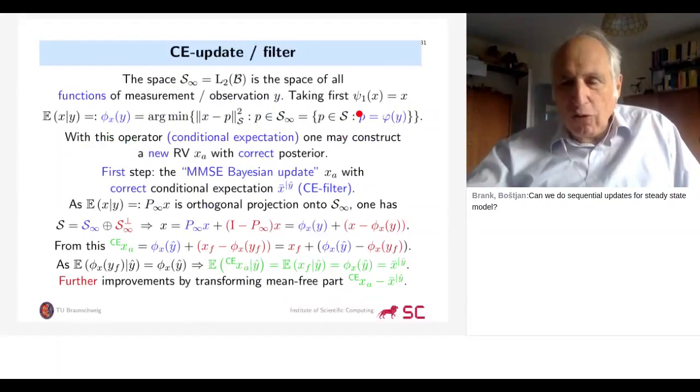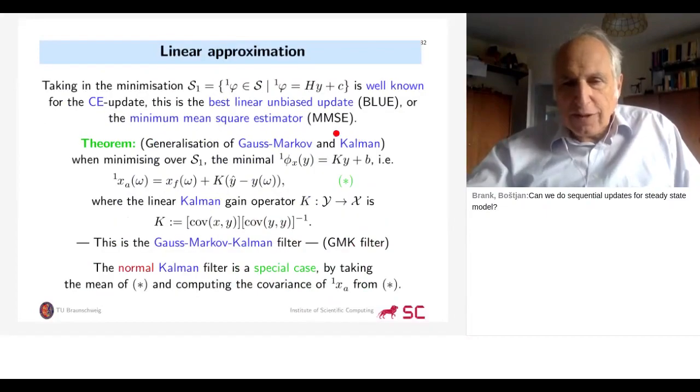Because we have to minimize over all functions here. So now we're going to be simpler. We just take the linear or the affine functions, okay? Call it S1. And this will give us the minimum mean square estimator. And this actually is a generalized version of the Gauss-Markov theorem, and it gives something which is a generalized Kalman filter.